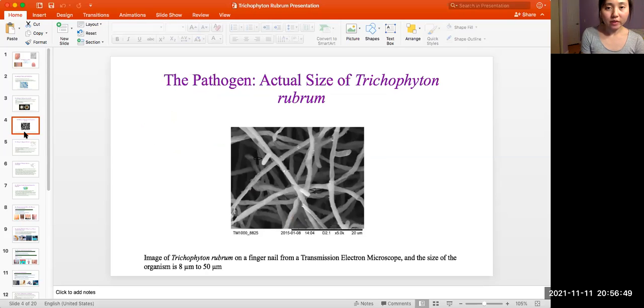The pathogen actual size of Trichophyton rubrum. Here we have an image of Trichophyton rubrum on a fingernail from a transmission electron microscope, and the size of the organism is 8 micrometers to 50 micrometers.